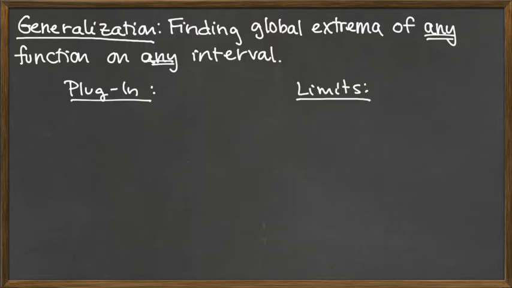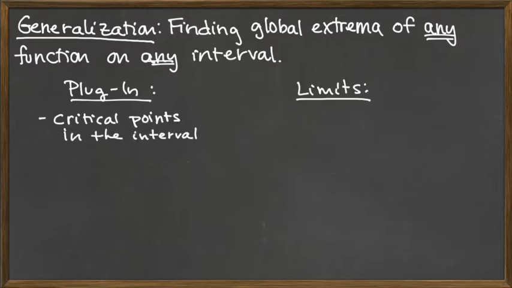Basically, it amounts to points that are there and points that are not there. And so for the points that are there, what we need is to take a look at critical points that are in the interval. So we've got the critical points that are in the interval. Any critical points that are outside, we don't care about. But the critical points that are in the interval are plug-in values. They are important points. They are there. We need to know what's happening.